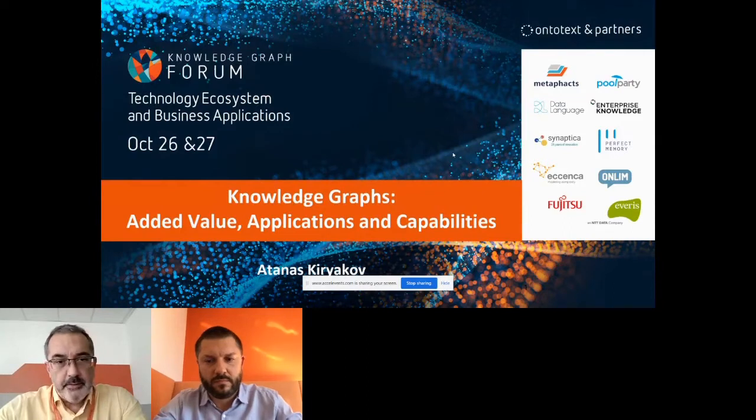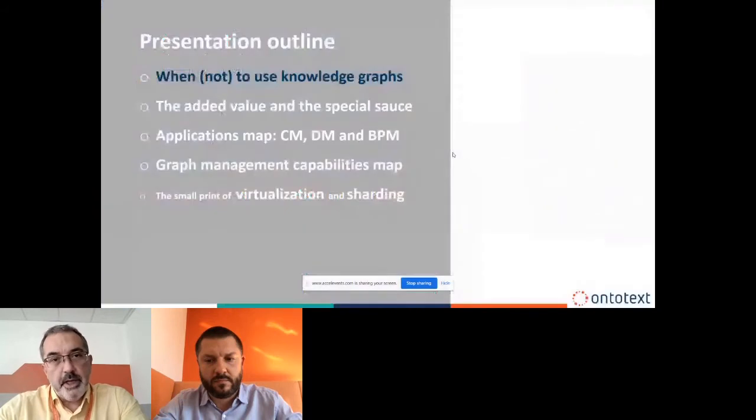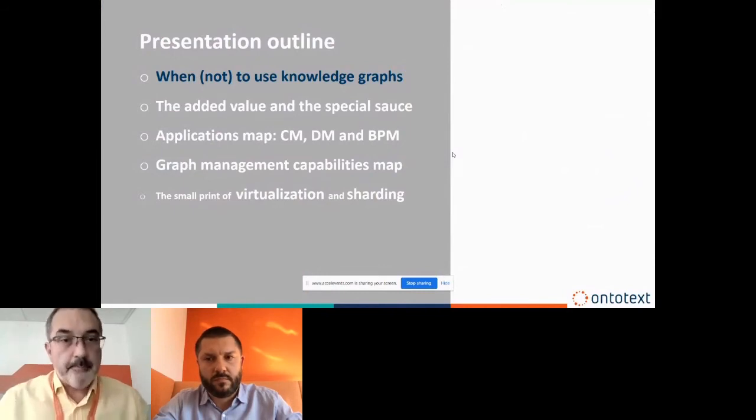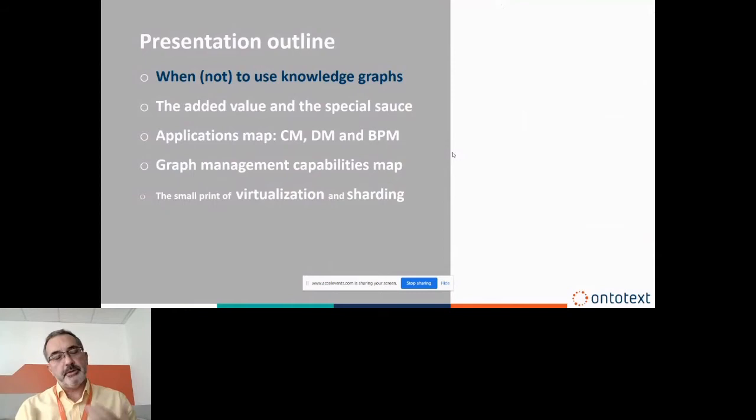I'll try to make an overview of essentially the use cases where it's worthwhile to use knowledge graphs, and those in which you probably should think of something simple. Then I'll try to give you our thoughts and our vision on what is really special about this space and about this technology, how it actually works.